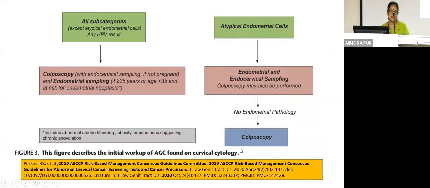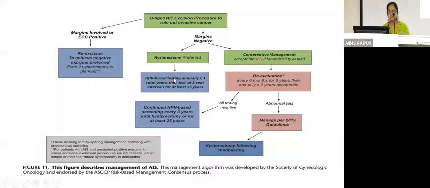a colposcopic examination, routine follow-up. If you call it atypical, but exclude atypical endometrial cells, any HPV result, then the protocol is to do colposcopy with endocervical sampling if not pregnant, and endometrial sampling if more than 35 years of age, or age less than 35 but at risk of endometrial neoplasia, whatever the clinical risk factors for endometrial neoplasia. So this is the algorithm that follows after you make a diagnosis of AGC. This is the algorithm of what happens if you make a diagnosis of AIS, which the clinicians will know better.